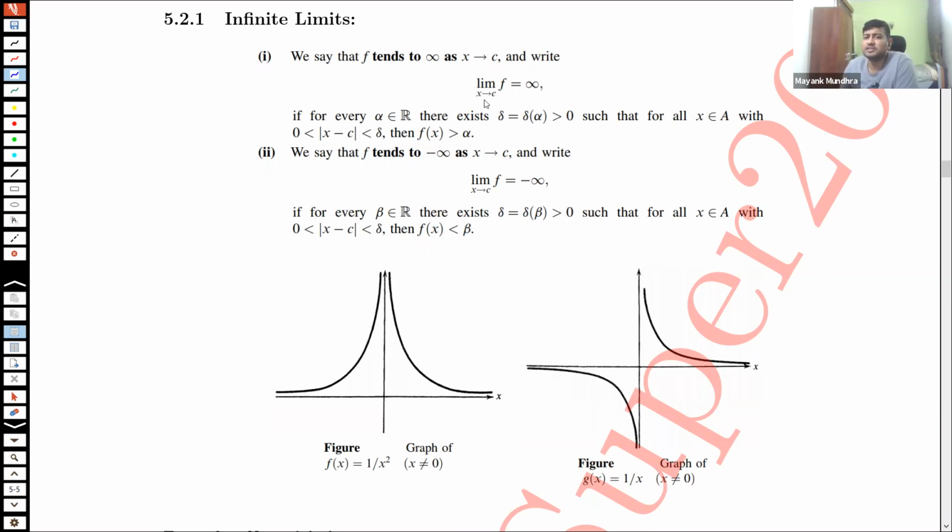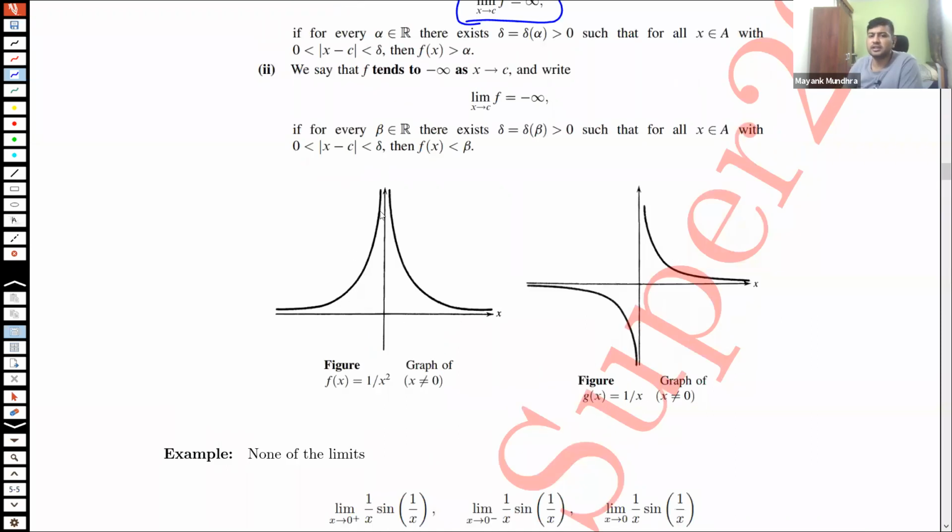So there are two things: the limit going to infinity, and x going to infinity. We first look at infinite limits, when the function becomes infinity. So we say that f tends to infinity as x tends to c, and write it like this. This just implies that as x goes towards the value c, my function goes towards infinity.